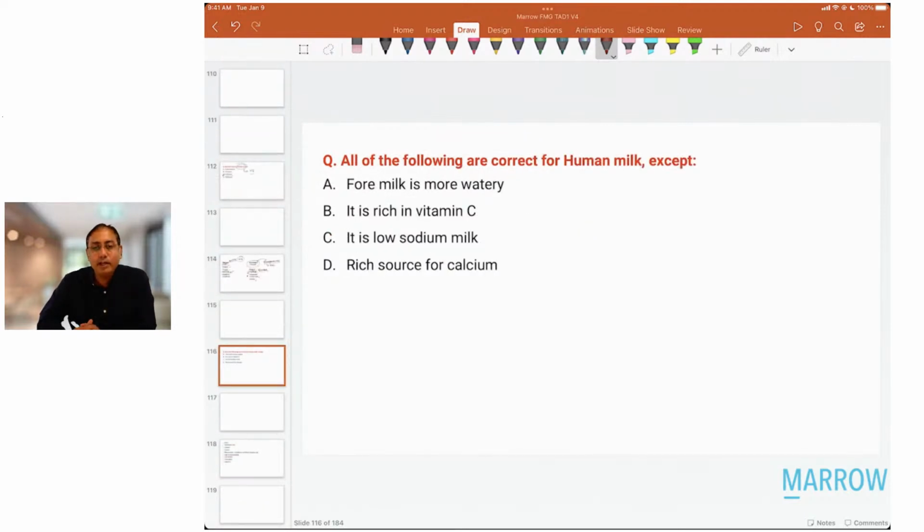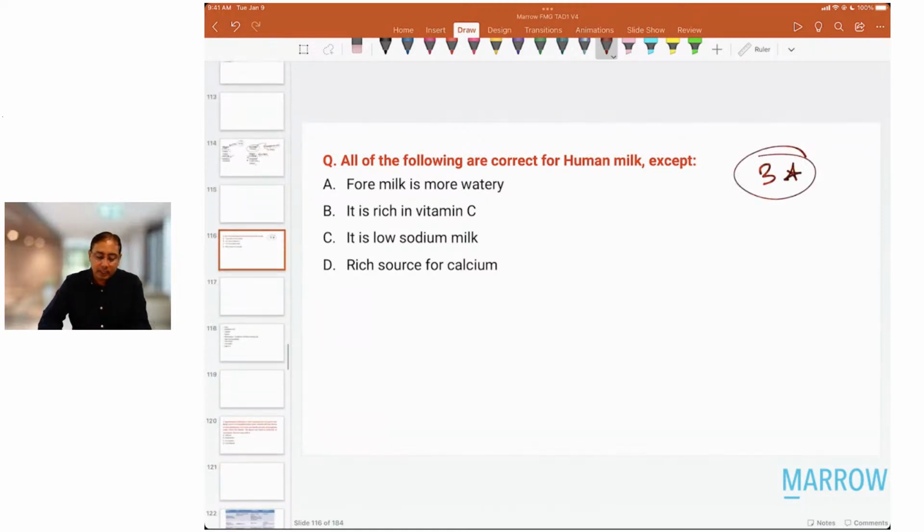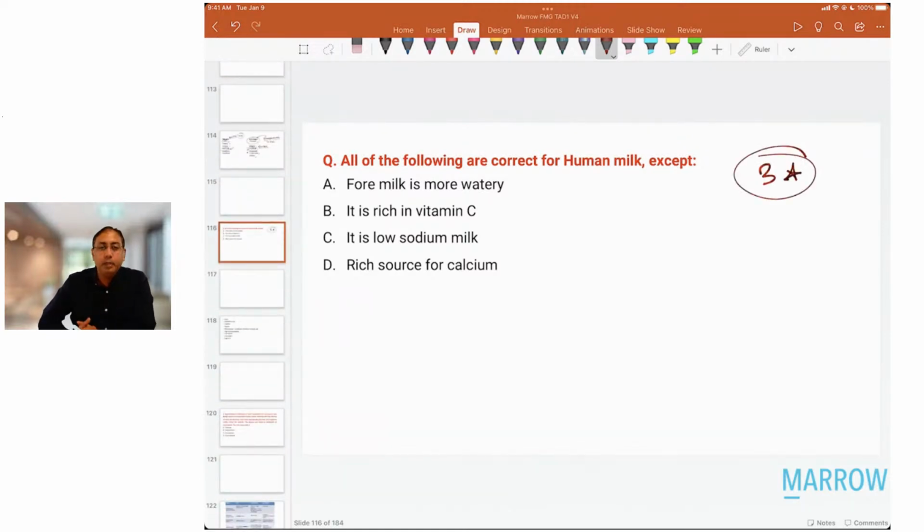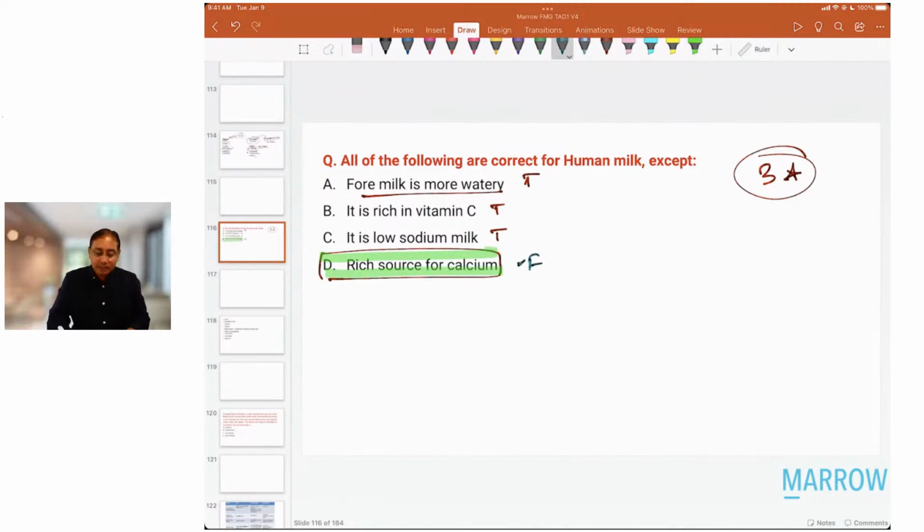All of the following are correct for human milk except. Again, a 3-star MCQ beta. Fore milk is more watery? Yes, absolutely correct. Fore milk is always watery. Hind milk is always fatty. This is correct. It is rich in vitamin C. Yes, this is also correct. It is low in sodium. Yes, this is also correct. It is a rich source of calcium. Unfortunately, this is not correct. Human milk has the lowest calcium. This is false. So what is the best answer over here?